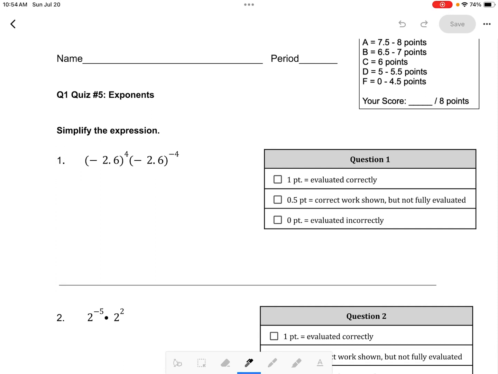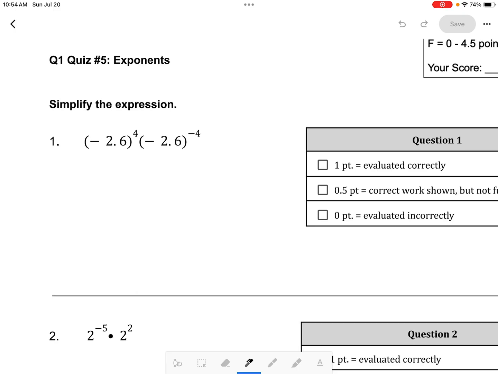Hi friends, today we're going to be talking about our exponents quiz part 2, and we're going to start with number 1. It says simplify the expression. I have negative 2.6 to the fourth times negative 2.6 to the negative fourth. Remember that when I'm multiplying like bases, and these two bases are indeed the same, I add the exponents. I know that negative 4 plus 4 is 0, so that gives me negative 2.6 to the power of 0. I know that anything to the power of 0 is equal to 1. So my answer to number 1 should be 1.